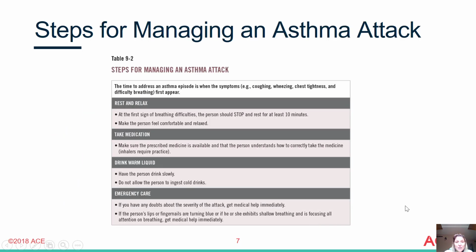Steps for managing an asthma attack. The basic thing we can do is have them rest and relax. If we have a person in our class who is going into an asthma attack, we want them to rest. We want them to stop. We want to make them feel comfortable.